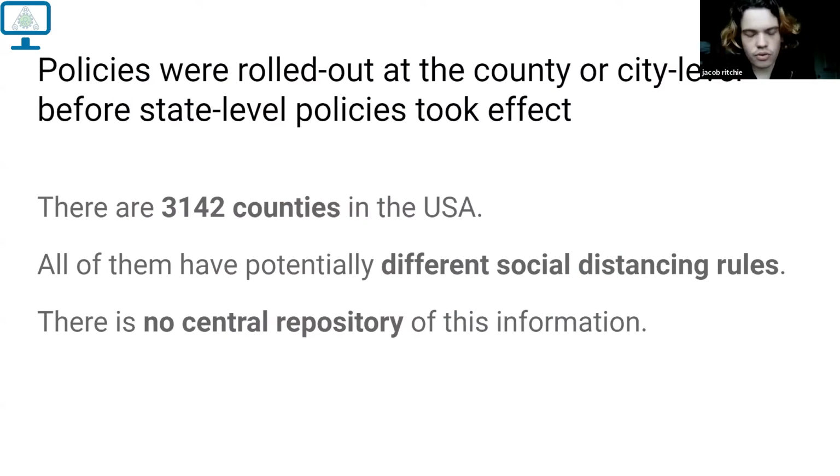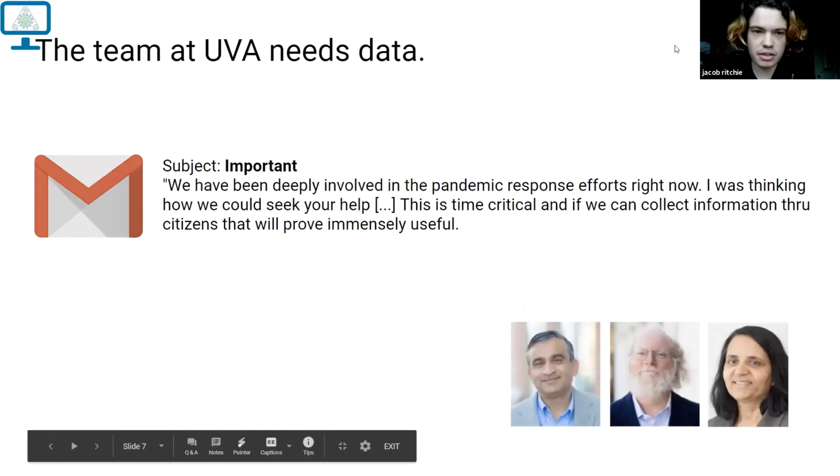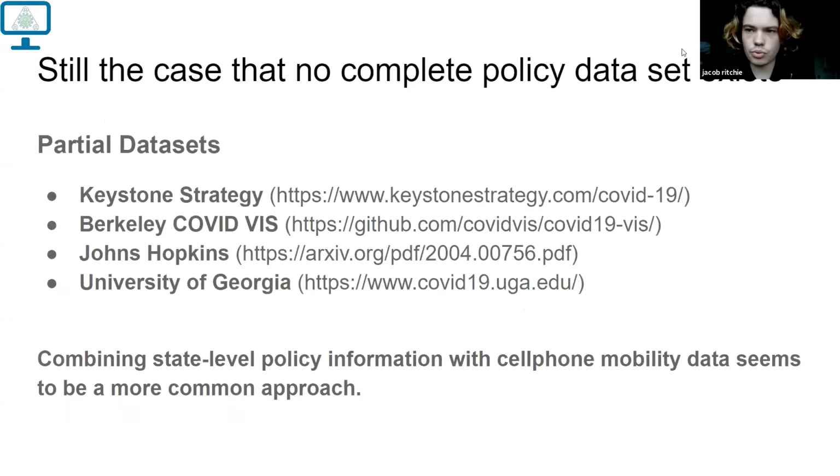So there are a little over 3,000 counties or county-level equivalents in the USA, and all of them potentially had different social distancing rules, different dates when they closed down different parts of their economy and reopened them. And there's currently no central repository of this information. That was true at the start of the project when the researchers at UVA contacted Michael. But it's also true right now. There are several other initiatives in parallel to ours that have also gathered partial non-pharmaceutical intervention information with county-level resolution. But to our knowledge, there isn't a good resource for the entire country.